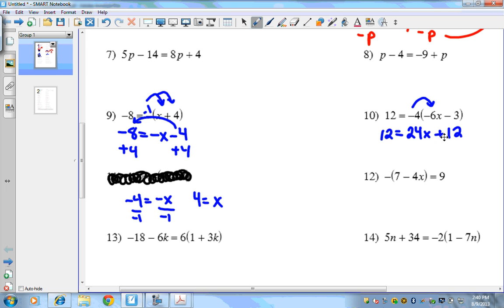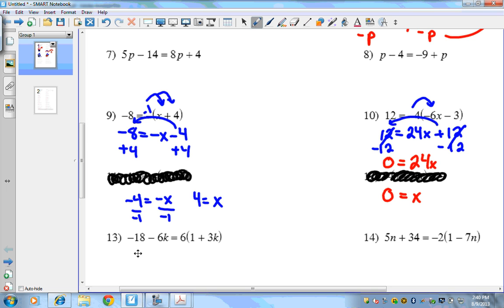And then I'm going to take this positive 12 and move it over to the left-hand side. Minus 12 and minus 12. Well, that cancels out. But notice, this also kind of cancels out. But this doesn't disappear, okay? 12 minus 12 equals 0, equals 24x. So when you divide by 24, x equals 0.